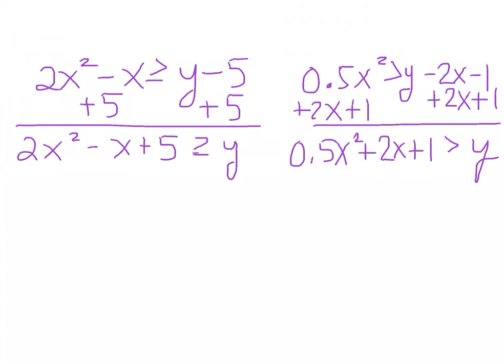Then from here, I'm going to grab my calculator and I'm going to type them in. 2x squared minus x plus 5 into y1, and 0.5x squared plus 2x plus 1 into y2. Graph. By the way, are they supposed to be solid or dashed? One is solid, one is dashed. Which one's solid? The left. The first one.